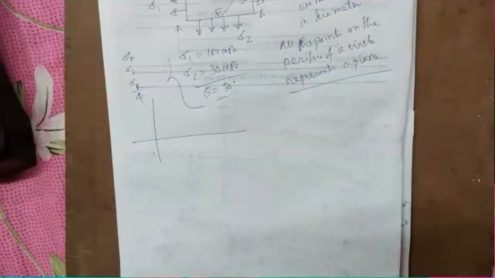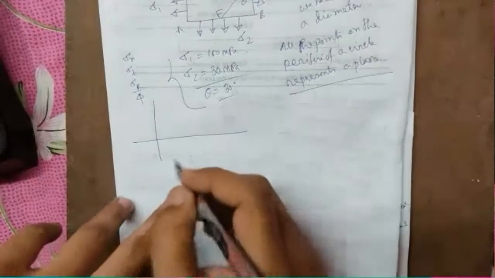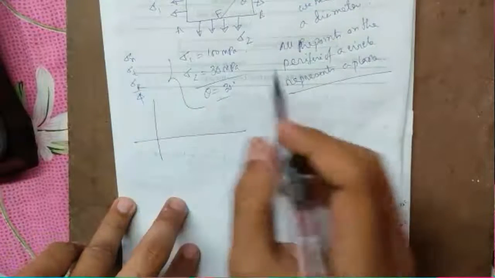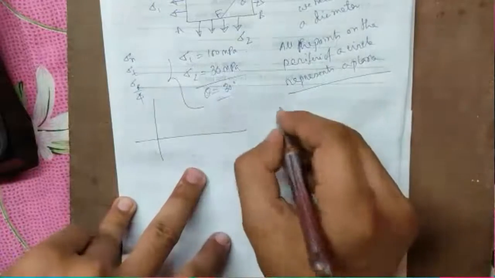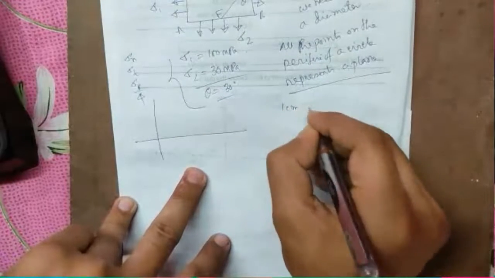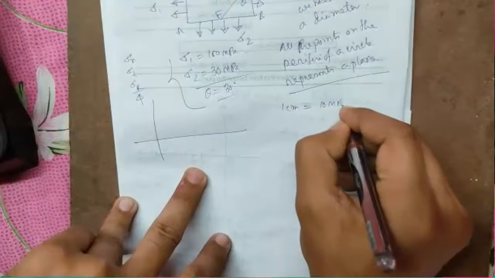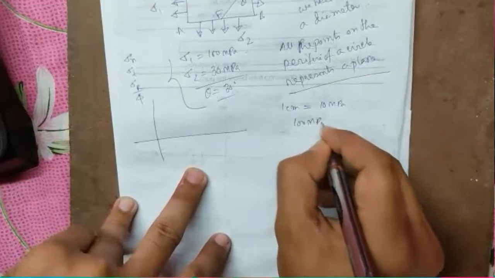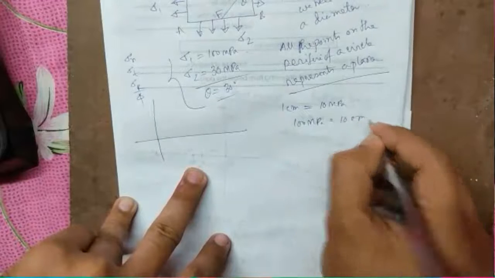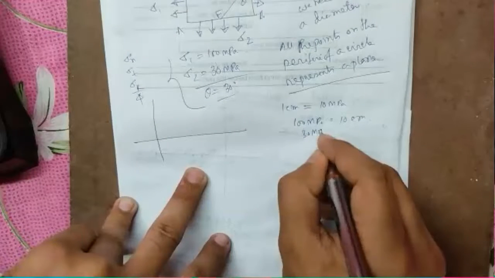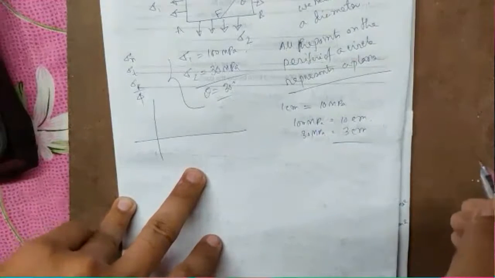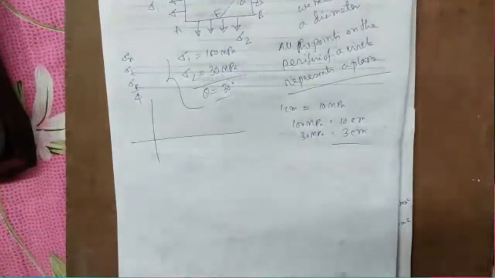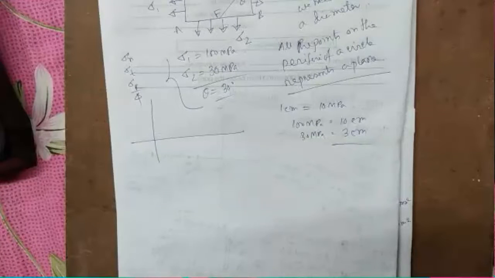Let us come to the problem one by one. Here sigma 1 is 100 MPa, sigma 2 is 30 MPa. We will take 1 centimeter equal to 10 MPa. Then 100 MPa can be shown with a 10 centimeter line, and 30 MPa will be shown with a 3 centimeter line, just like we have learned in the previous case. Is it clear up to this much? Give me a reply. Be fast. Okay, very good.